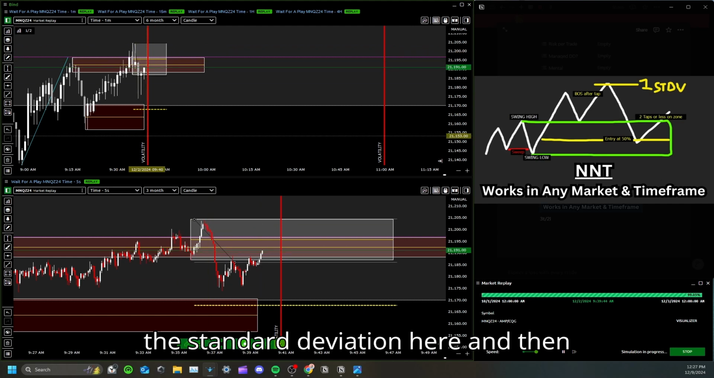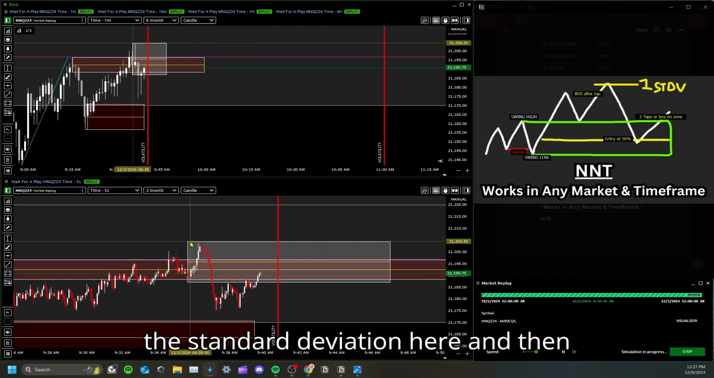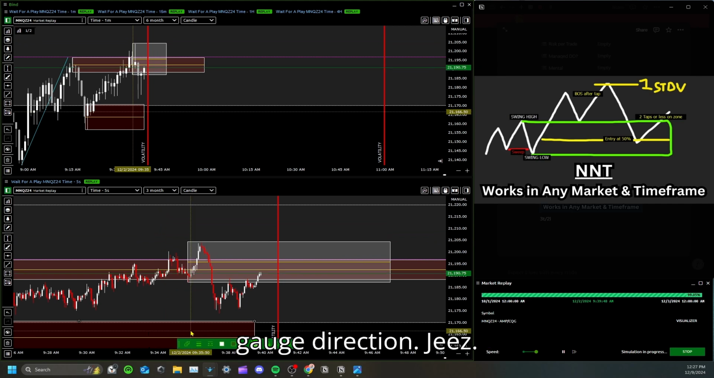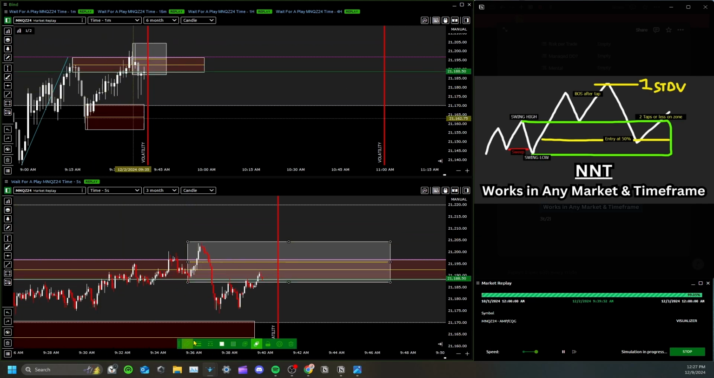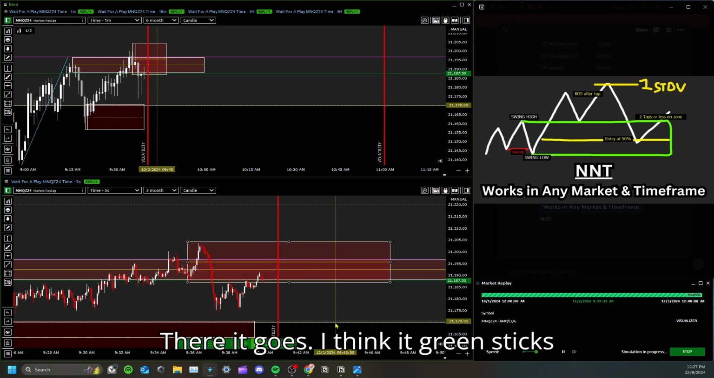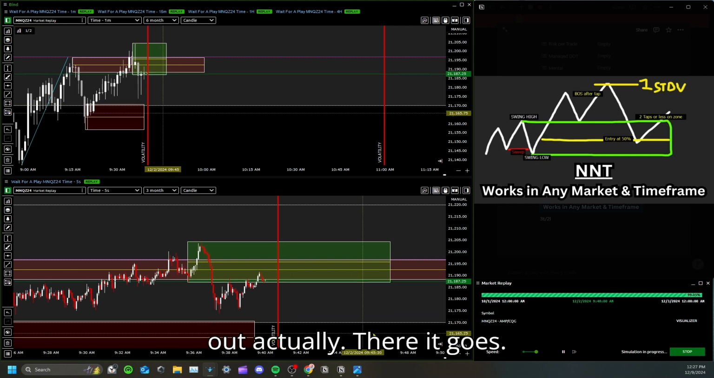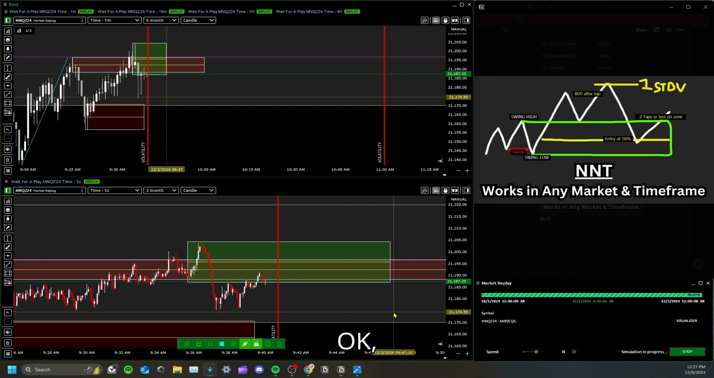So let's get rid of the standard deviation here. And then I'll make it red, just so we can use it to gauge direction. Jeez. There it goes. I'll make it green so it sticks out actually. There it goes. Okay.